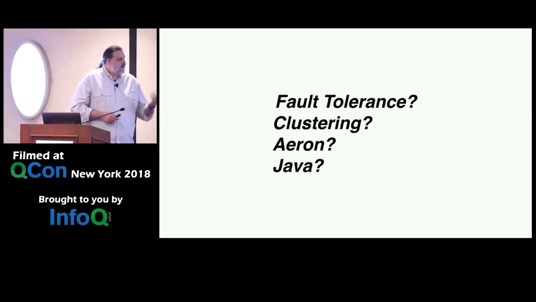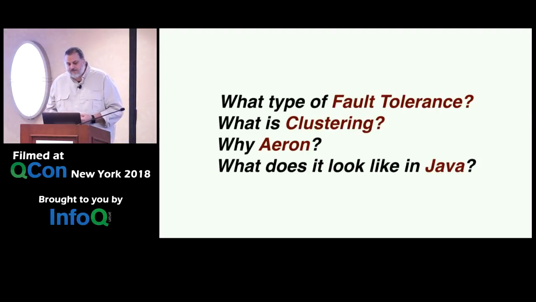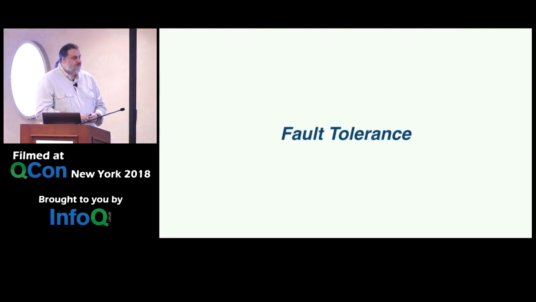So if we break down the title, we have a couple different things to cover here, and we're going to do it this way. What type of fault tolerance are we actually talking about? Because there's many different ways to do it. What is clustering? Why Aeron? And then at the end, we'll take a look at what it looks like in Java, and sort of see what the commonalities are there. So the first thing, fault tolerance.